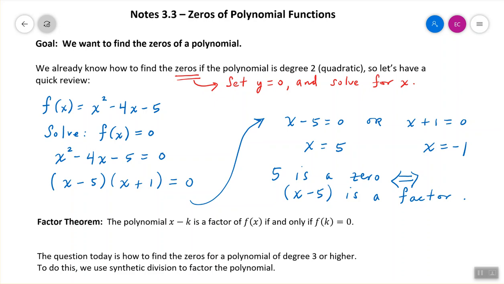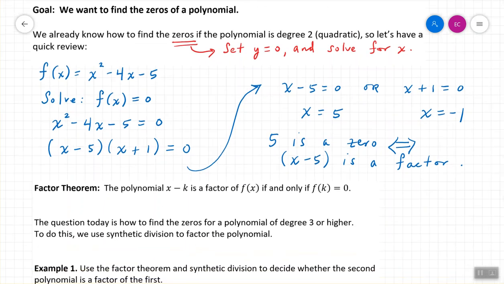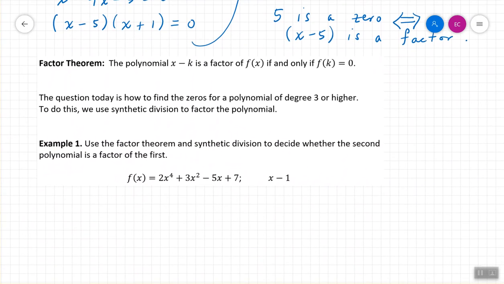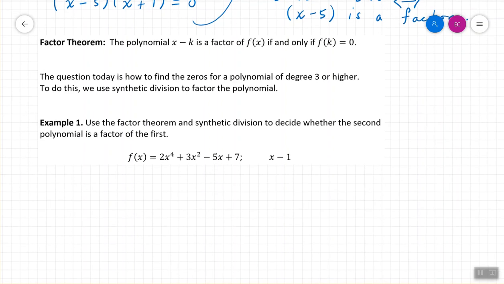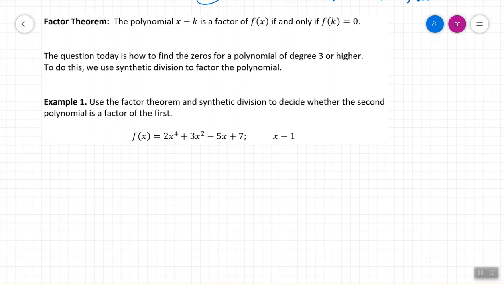So if we want to find the zeros for a polynomial of degree 3 or higher, then you might guess that we want to factor the polynomial. Factoring degree 3 or higher is a lot harder than factoring a quadratic. And specifically, what we have to do is we have to use synthetic division to factor the polynomial. So we'll have a couple examples here to get us going.